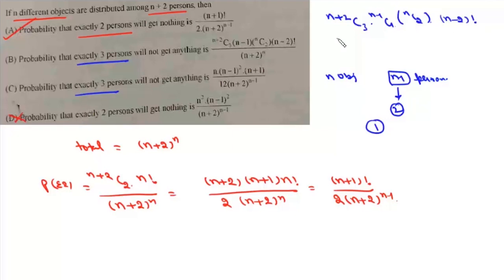Now the required probability will be, with the total number of cases being n plus 2 to the power n, n plus 2 C3 into n minus 1 C1 into nC2 into n minus 2 factorial upon n plus 2 to the power n. That means this option B is correct and option C is incorrect. So the correct options are A and B.